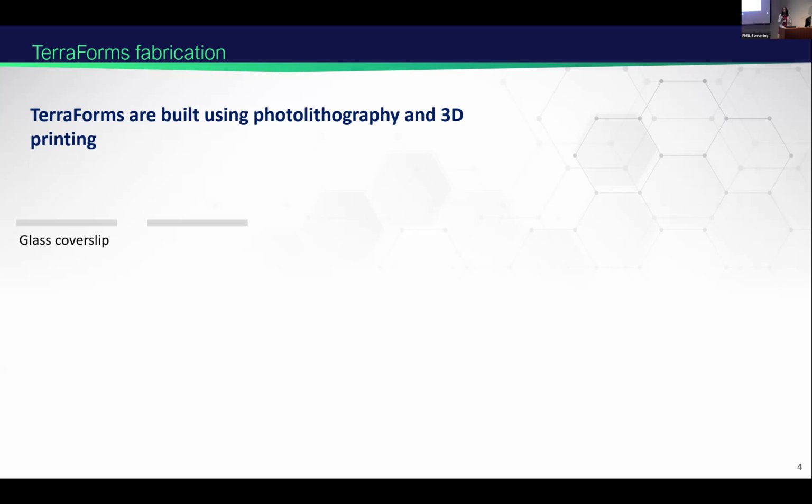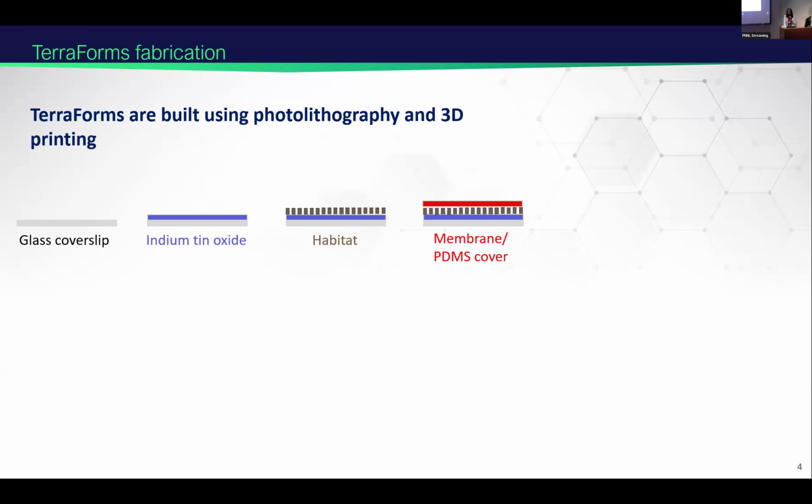Just to tell you how we fabricate these platforms, we have different platforms that we can create using photolithography in the clean room. We can also make them using 3D printing or laser etching. As an example, we can start with a glass cover slip. We make these platforms conductive, just so that they are compatible with some of our mass spec techniques. We build the actual habitat on top of that and then cover it with a membrane or a cover so that it's an enclosed space where these incubations can take place.